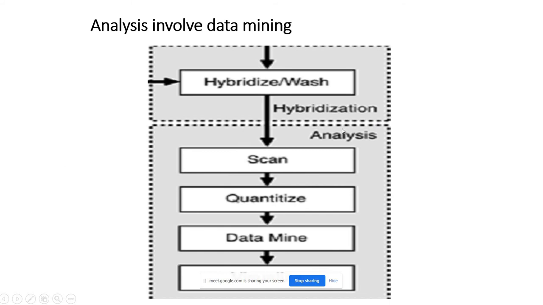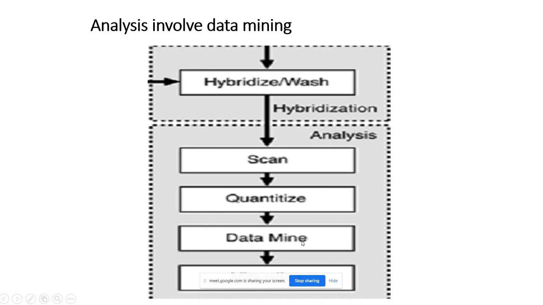Okay, and this is the whole process that involves the data mining. Okay, hybridization. We need to quantify that by scanning the image. We analyze the data. Then we quantize how many spots and how many genes are expressed in this. So then data mining. We use one computational method for data mining. Okay, then finally we do the visualization.